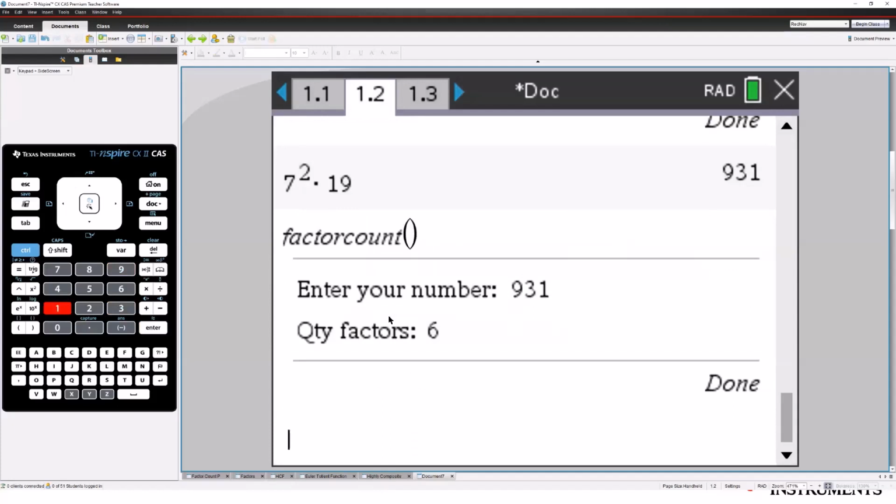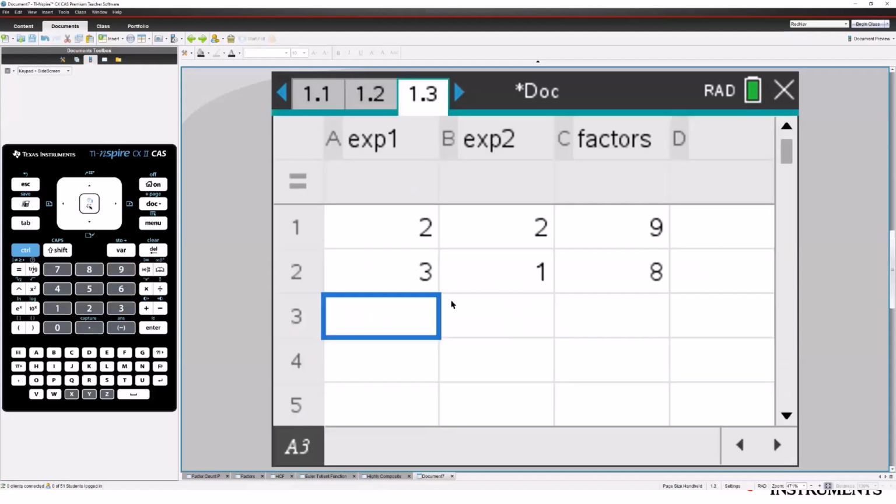So 2, 1 gives me 6. So if I put 2 as one exponent and 1 as the other exponent, I get a 6. So the quantity of factors is 6. And I'm trying to establish a rule between this pair of numbers and this pair of numbers and this pair of numbers and this. And hopefully it's the same rule for all of them. Let's do one more. What's our time? Oh, no, I'm not going to do one more because I'm looking at the time.